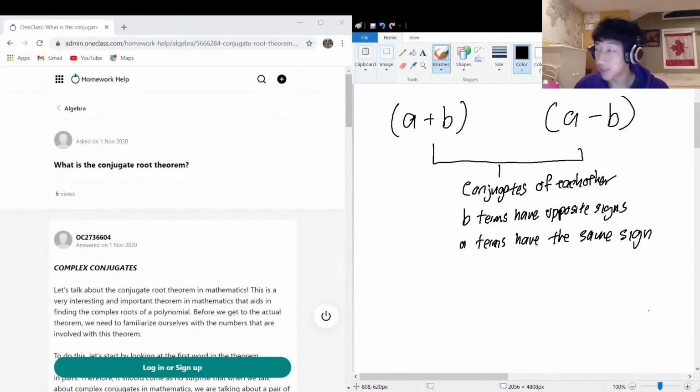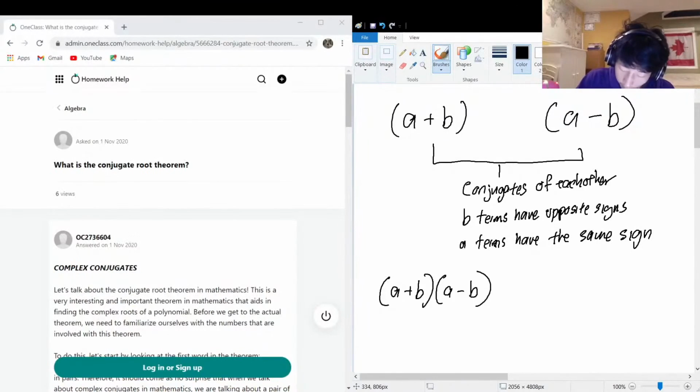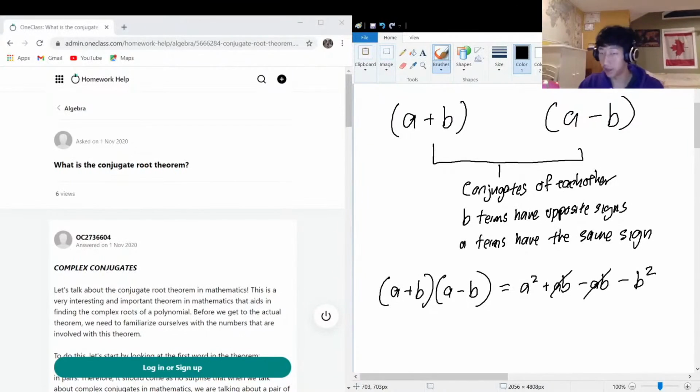And a nice thing about conjugates is that, let's say you multiply conjugates together, like A plus B multiplied by A minus B. Well, we're going to get A squared plus AB minus AB minus B squared. You see how these are positive and negative, and they neutralize each other. So this is just equal to A squared minus B squared. That's what conjugates are, and they're quite useful.